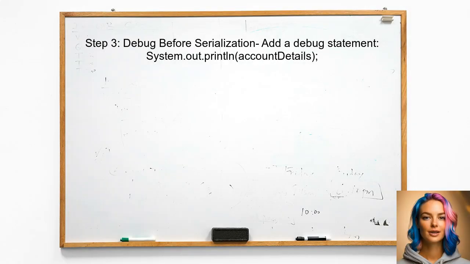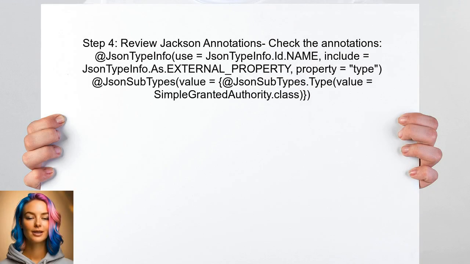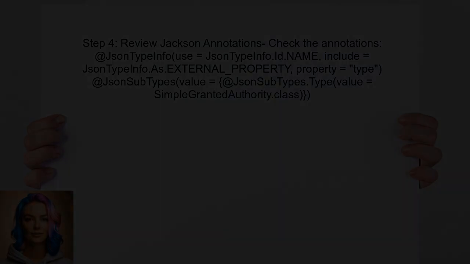After confirming the list is properly initialized and contains valid objects, the user should check the serialization process. They can add a debug statement to inspect the contents of account details before serialization. Finally, if the issue persists, the user may need to review the JSON annotations used in the class. Ensure that the annotations are correctly applied and compatible with the data structure.